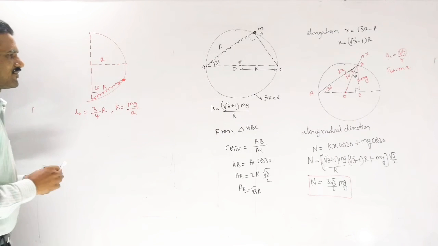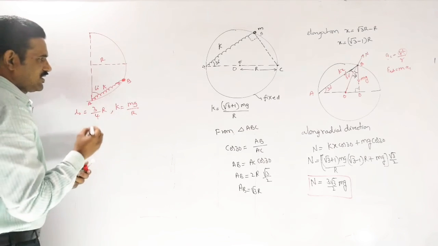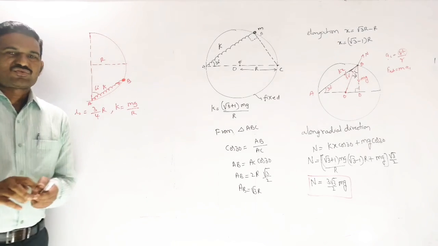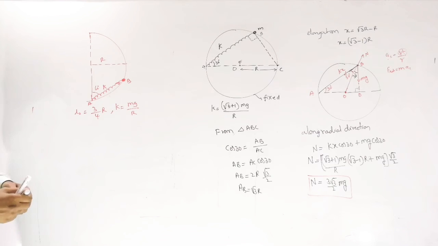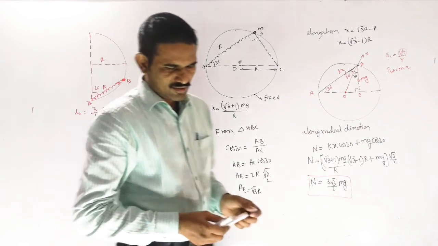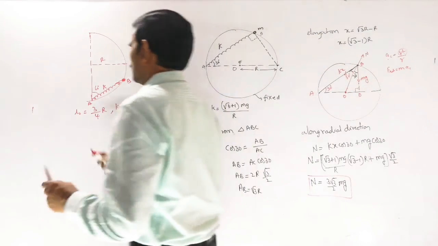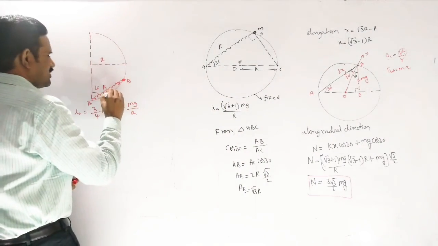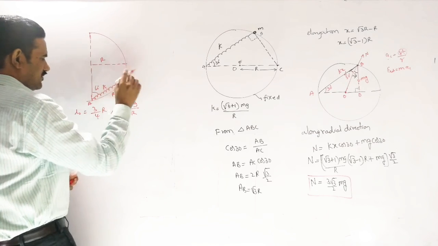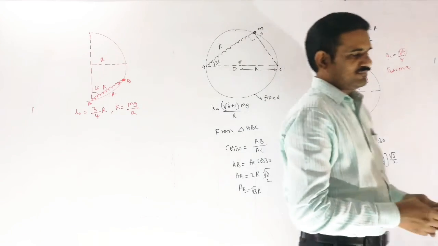Let us take this as AB. Immediately after releasing from that position, they are asking for the normal reaction there, and the AB length is given as r. This AB length is also given, that is r. That means it is in that position. So mention that data there.